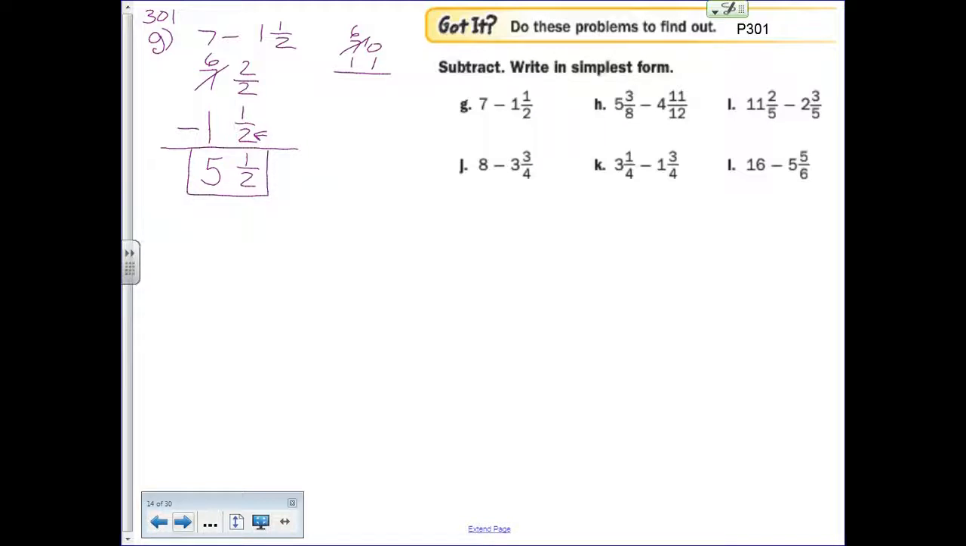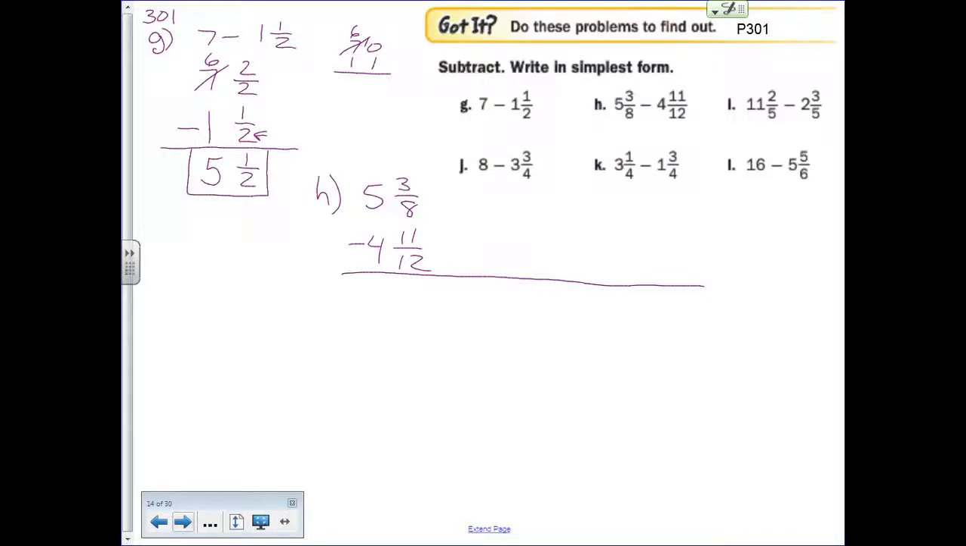Take a look at another problem. Let's go with H. The problem with letter H here is that I don't even have a common denominator to start off with. I have 2 different denominators. So on this problem, before I can worry about borrowing, I got to worry about getting on the same denominator. So what is a common denominator of 8 and 12?